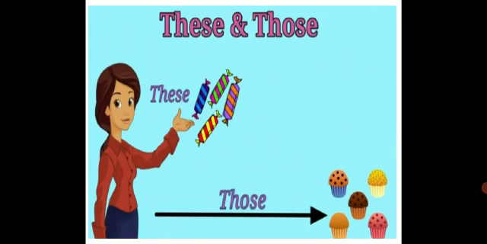For example, these candies are near to us, so we will write these here, and those cupcakes are far from us, तो हम इसके लिए those use करेंगे.